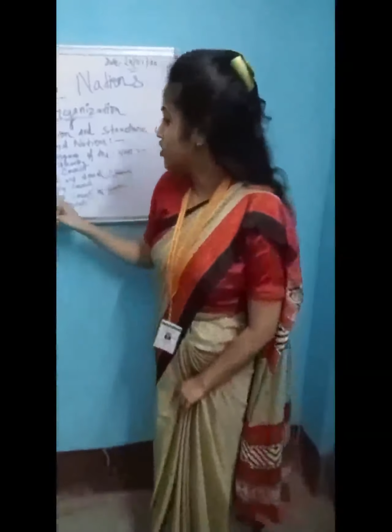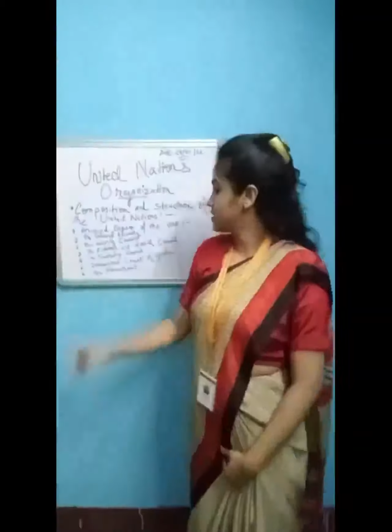The third point is the Economic and Social Council. The Economic and Social Council is formed as an organ of the UNO. It is formed for the economic and social educational standards. There are 54 members which are elected by the General Assembly.